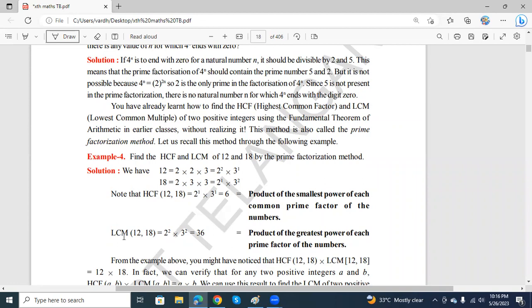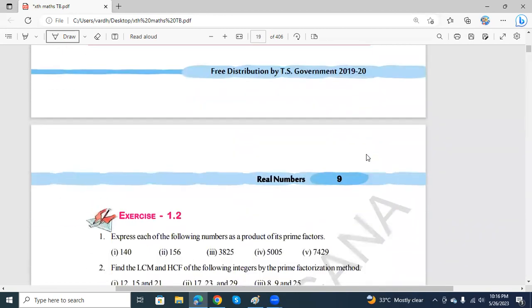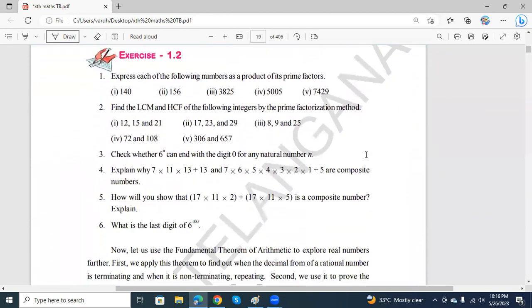Remember, LCM means least, but you need to take the greatest powers. HCF means highest, but you need to take the opposite word, smallest powers. Here you need to take the common factors. In LCM you need to write all the factors. So when we are solving more exercise questions, you will come across this and you can easily remember this. Okay, now let's solve exercise 1.2.